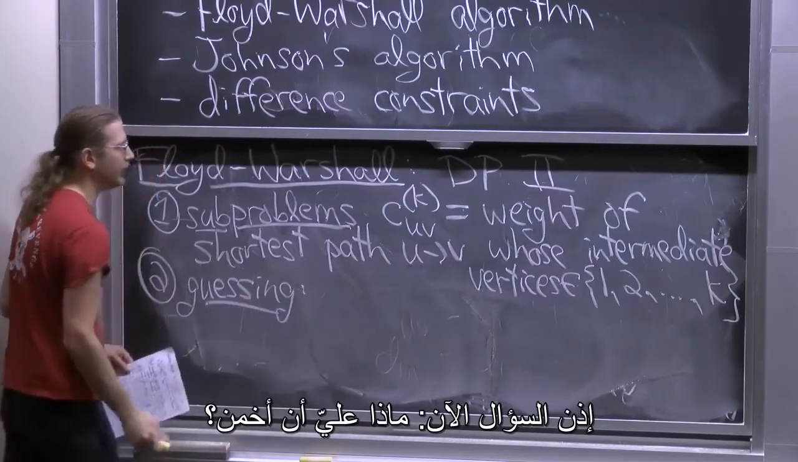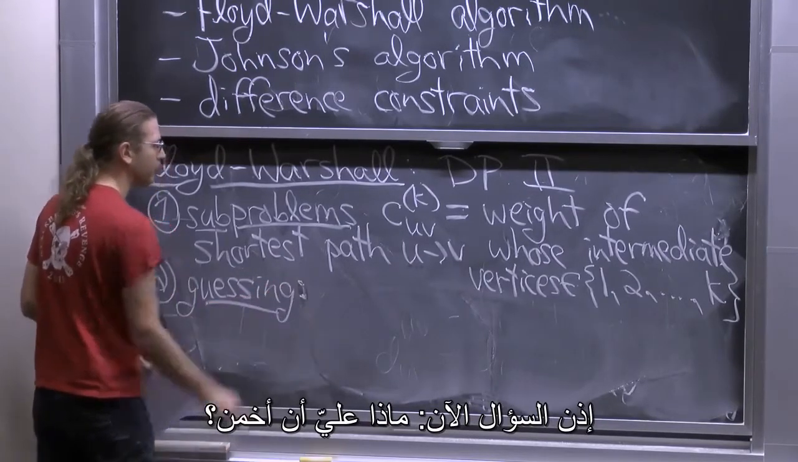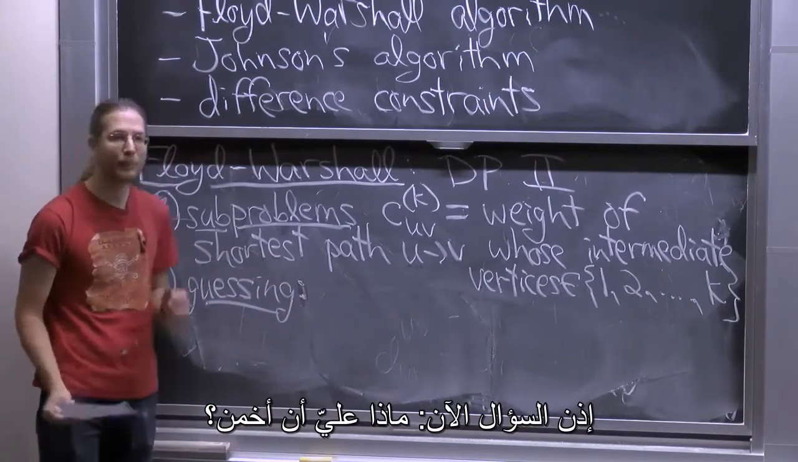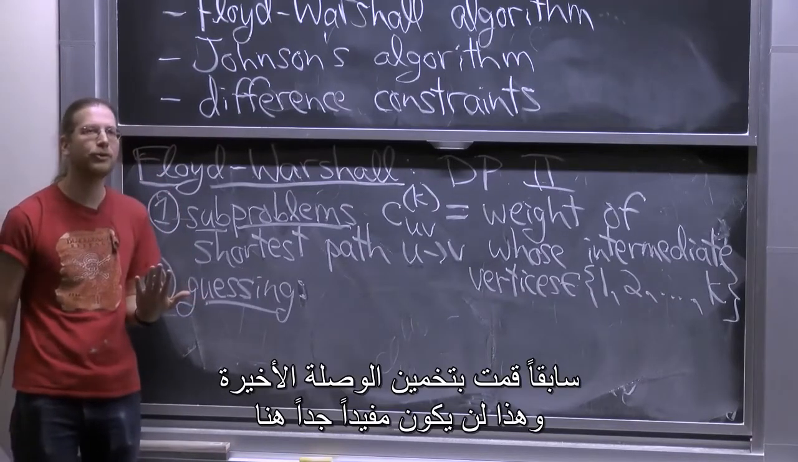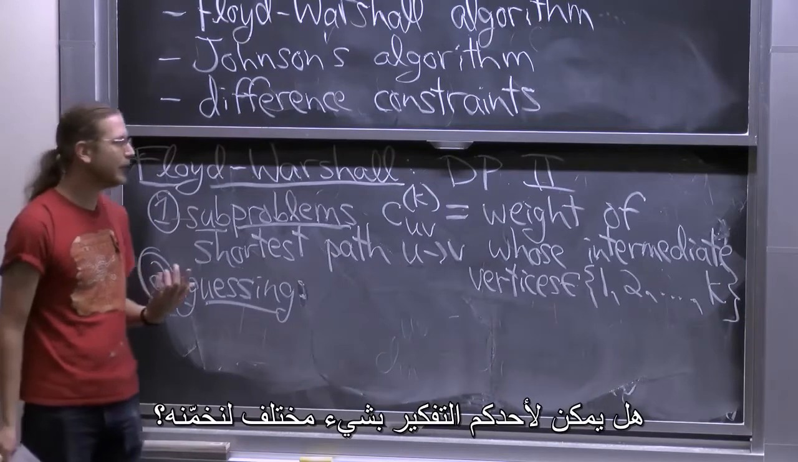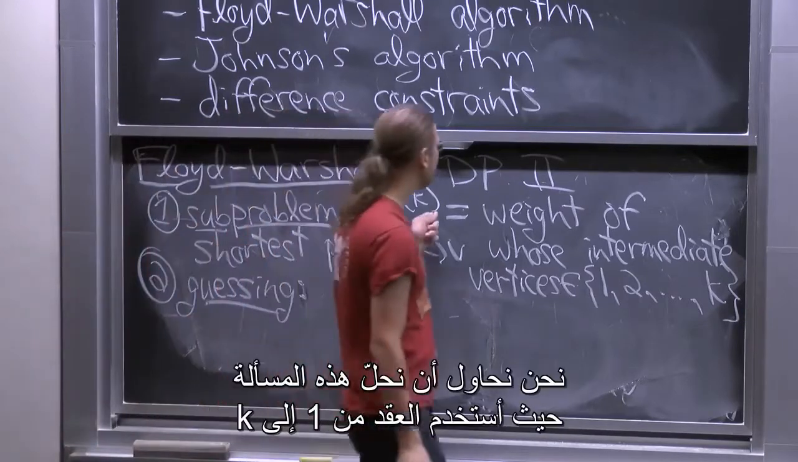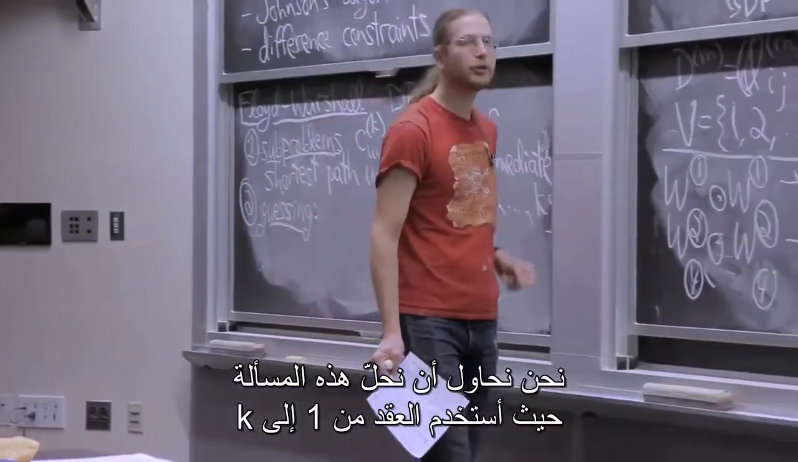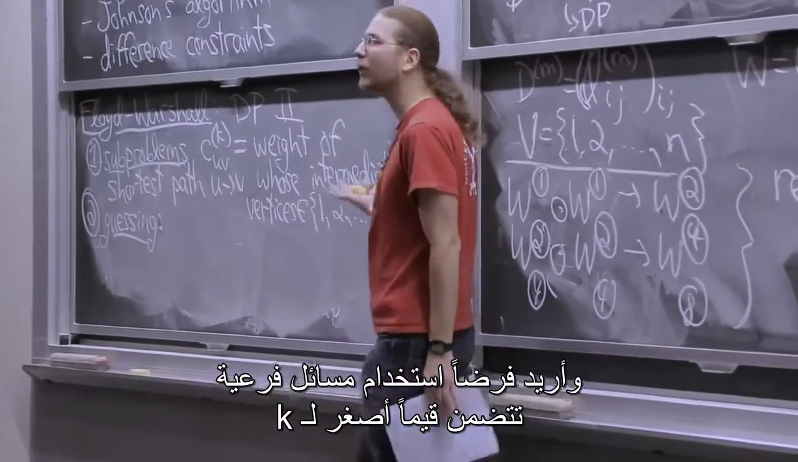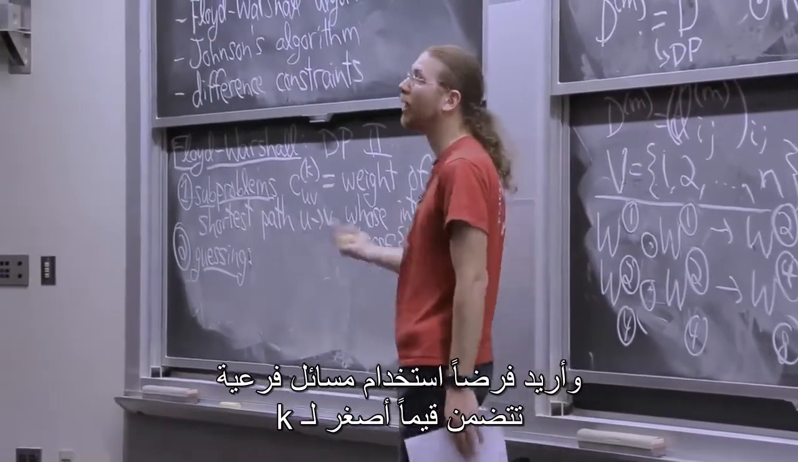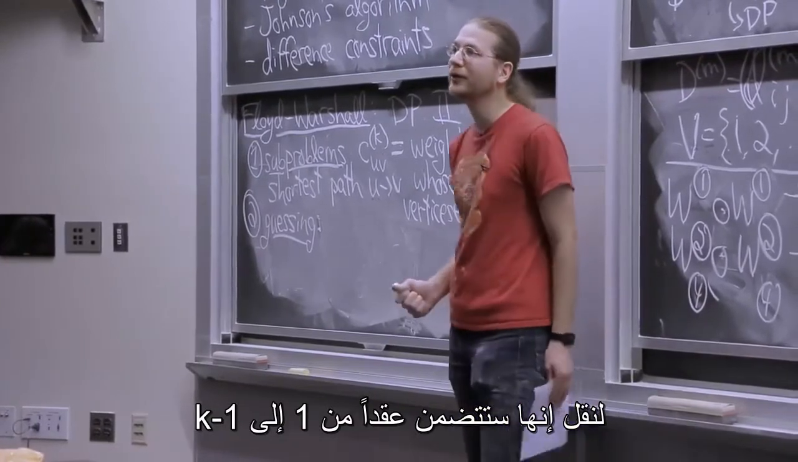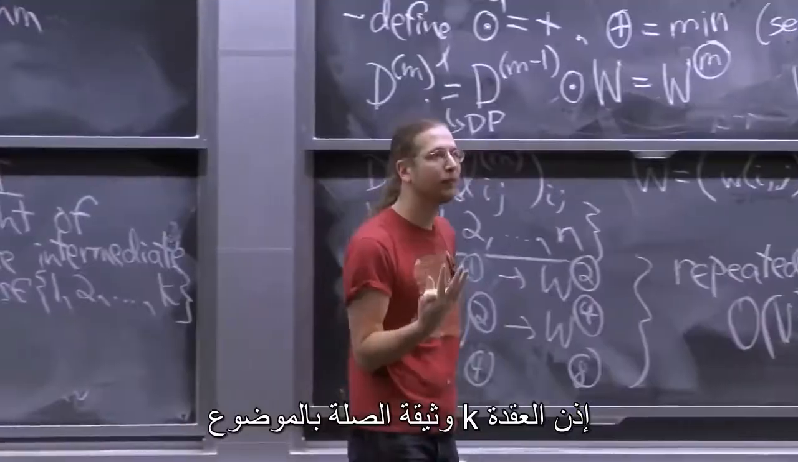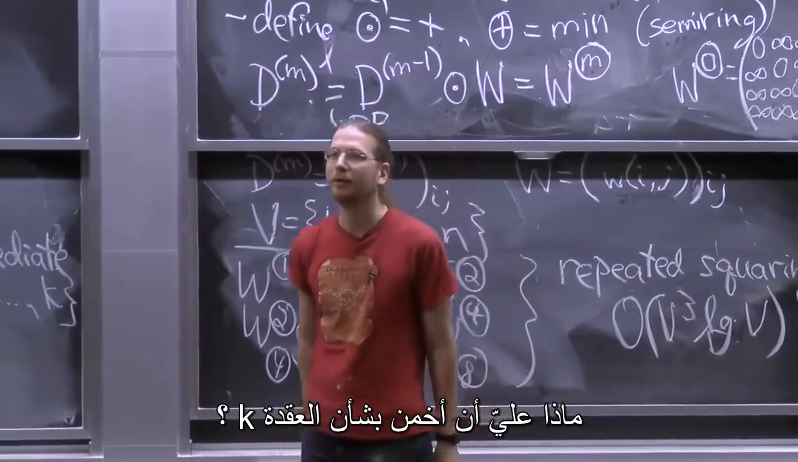So now the question is, what should I guess? Before I guessed what the last edge was, that's not going to be so useful here. Can anyone think of a different thing to guess? We're trying to solve this problem where I get to use vertices 1 through k, and presumably I want to use subproblems that involve smaller k, that say involve vertices 1 through k minus 1. So vertex k is relevant. What should I guess about vertex k?